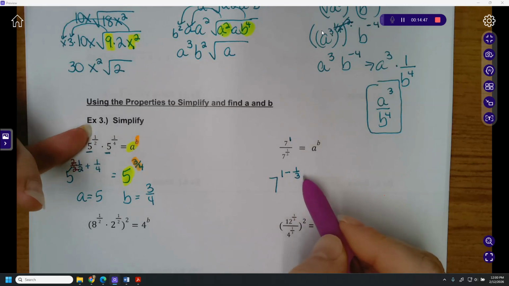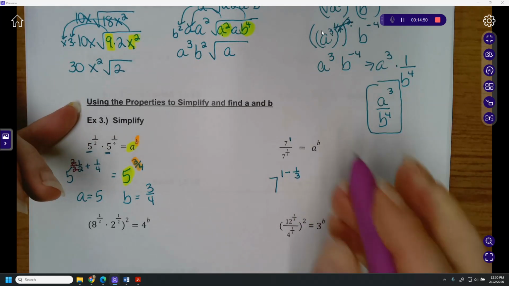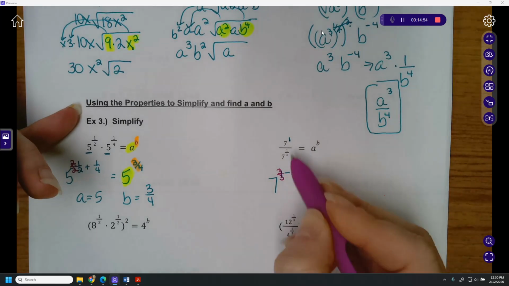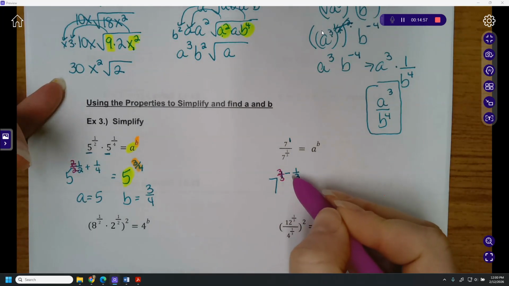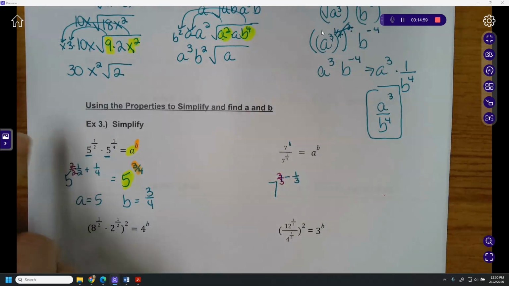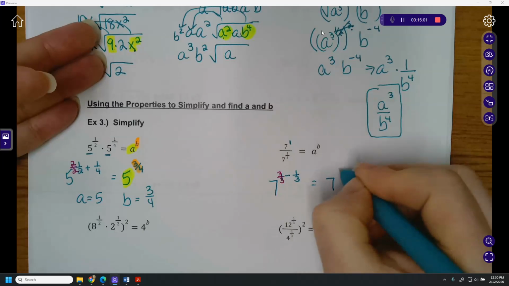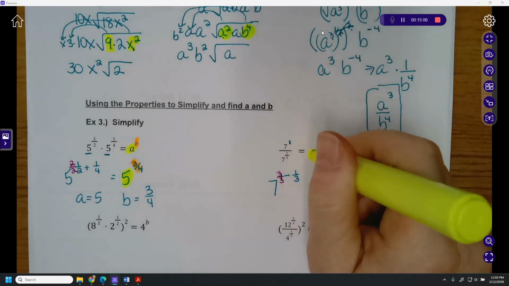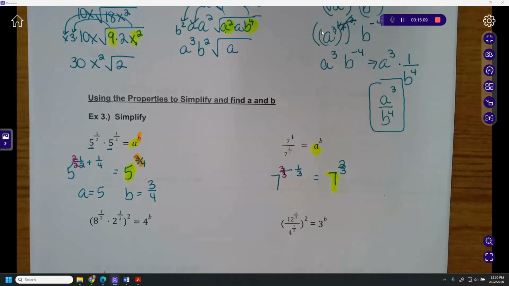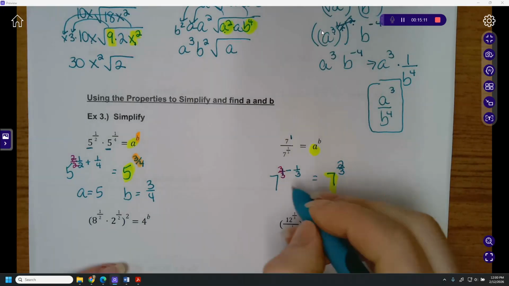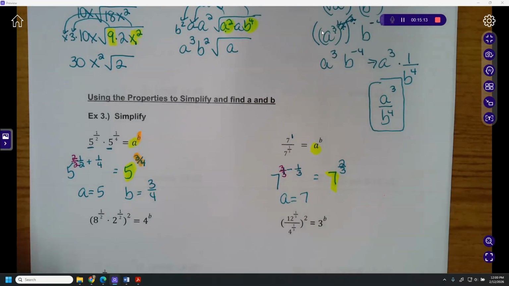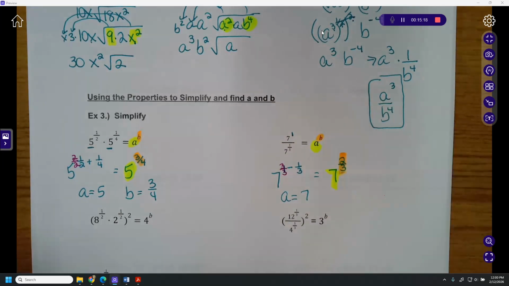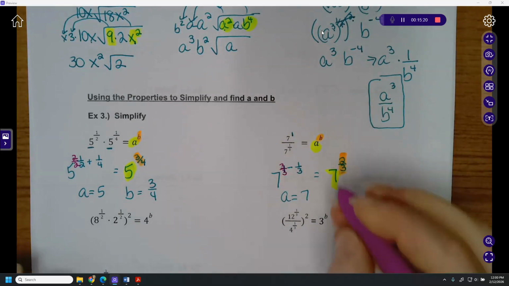So in your head, you might know that, hey, that's 2/3. If you don't, you can change this to 3 over 3. 3 over 3 minus 1 over 3 is 7 to the 2 over 3. I now wrote it as a single number raised to a power, so A would be 7. B would be 2/3.